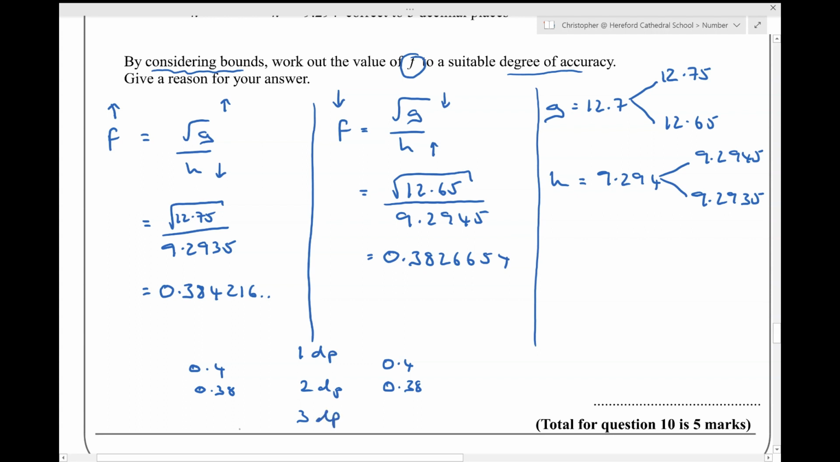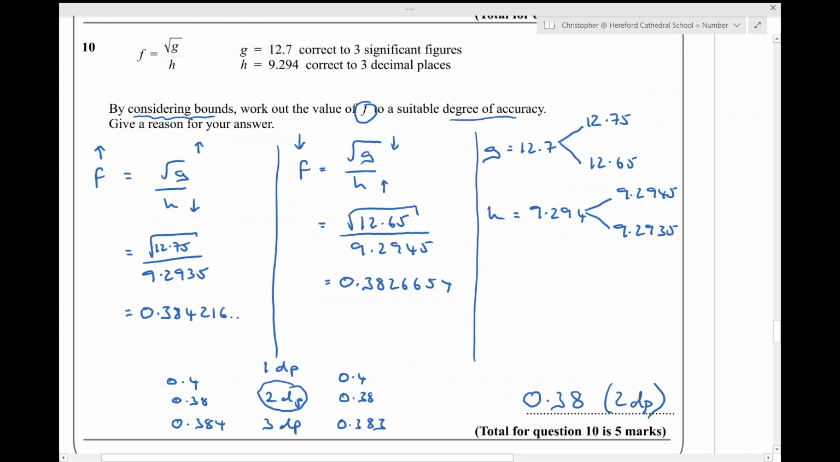On the left-hand side, to 3 decimal places, that would be 0.384. And on the right-hand side, I get 0.38, not 2, because it would round up to 3. But they aren't the same, are they? So I can go as far as 2 decimal places. So work out the value of f to a suitable degree of accuracy. Well, f is 0.38, and my suitable degree of accuracy is 2 decimal places, because if I go any further, I end up with different answers for my lower and upper bound. And that is question 10 sorted out.